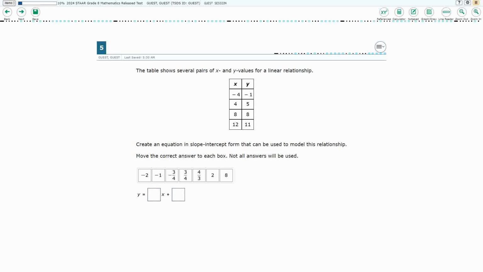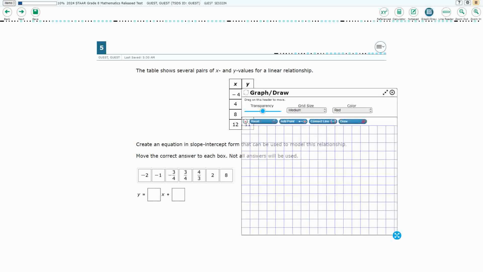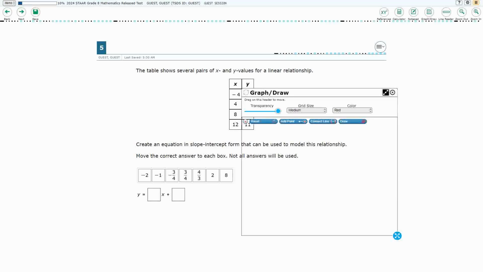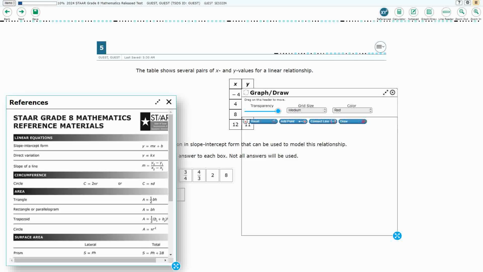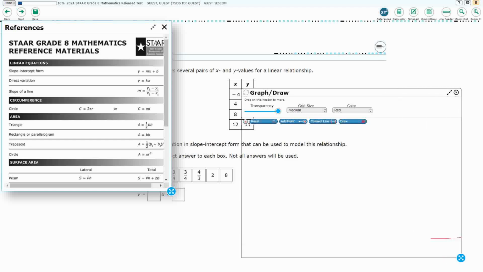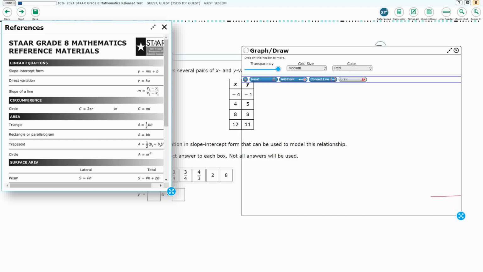So we have a table, and it shows several pairs of x and y values, and it is a linear relationship. That's going to be helpful because if it's a linear relationship, then we are going to be able to use our slope-intercept form to represent it. And so we need to create that slope-intercept form, and all they're going to give us is x and y. Well, let's look at our reference materials because we are going to find slope-intercept form. In case we don't have it, it's that very top line right there. Y equals mx plus b. All right, so we can put that there.